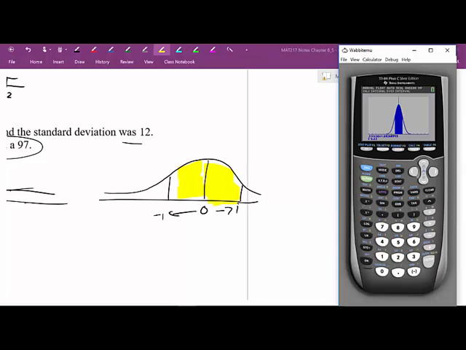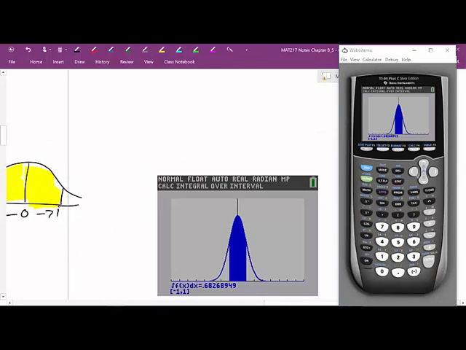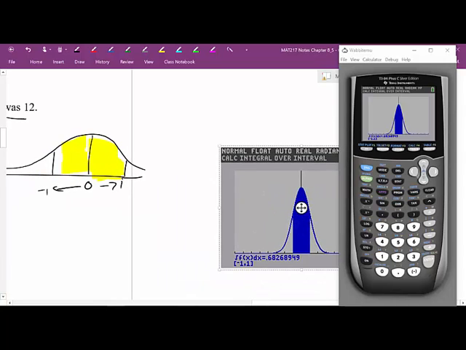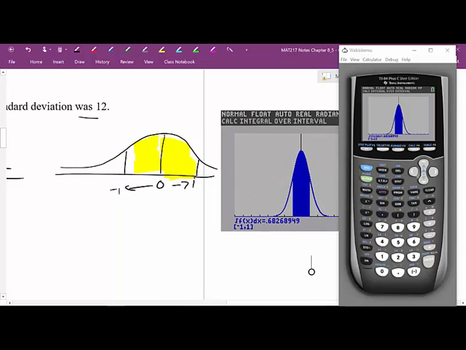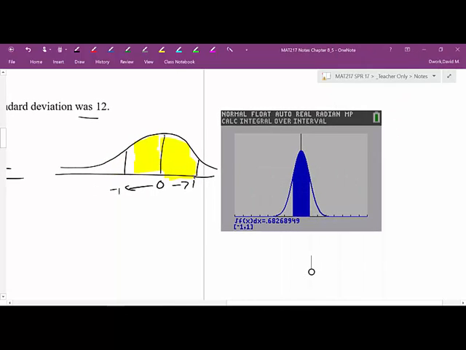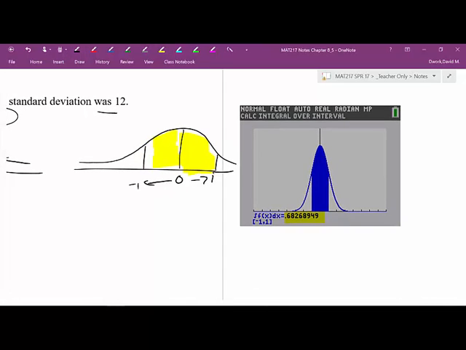And wow, that's amazing. I'm going to make sure that we can see this really nice, because we already know from the rule of 68, 95, 99.7 that if you get the area of going from -1 to +1, that should be 68. Notice what we got. It is not 68. What is it?